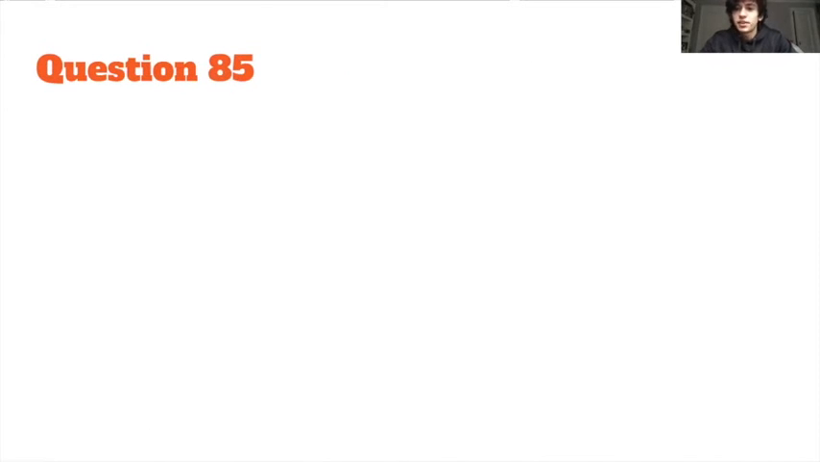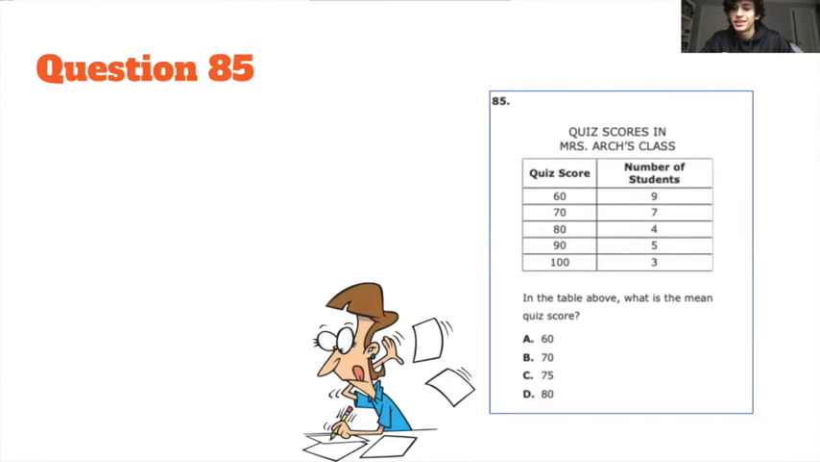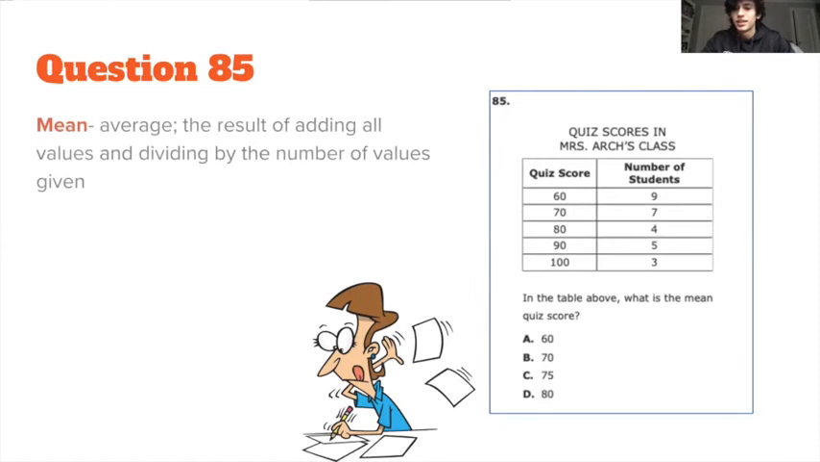Great job, guys. Now let's move on to our next question, number 85. We were given the following chart and asked what the mean quiz score is in Miss Arch's class. I see that the question is asking for the mean quiz score. What is that? How do I solve for that? The mean is an average. We can find the mean by adding all of our values up and dividing by the number of values we were given. We need to look at the chart.